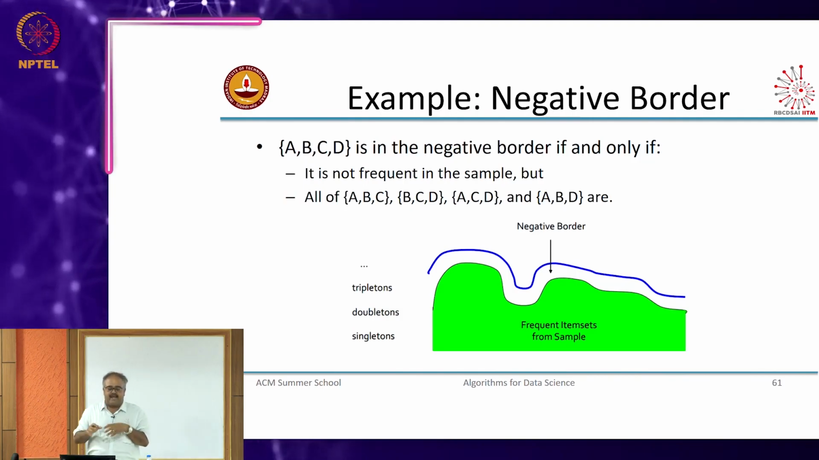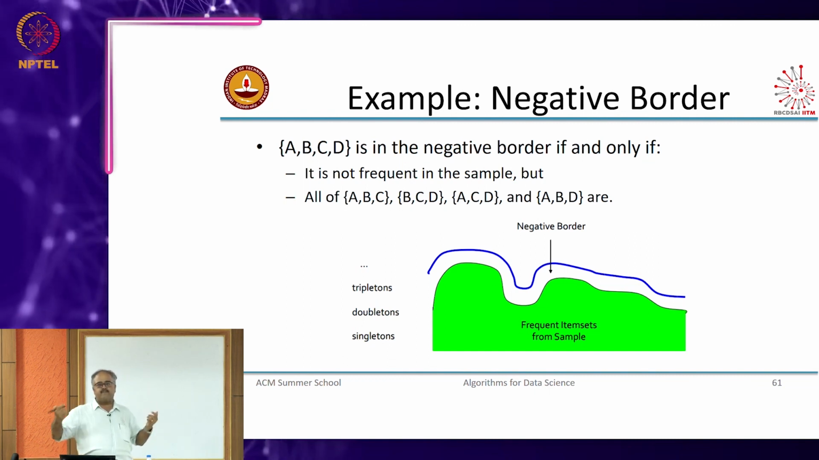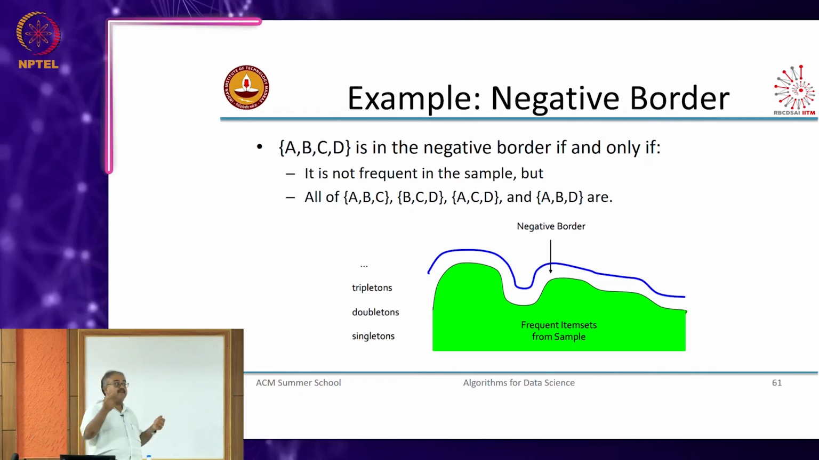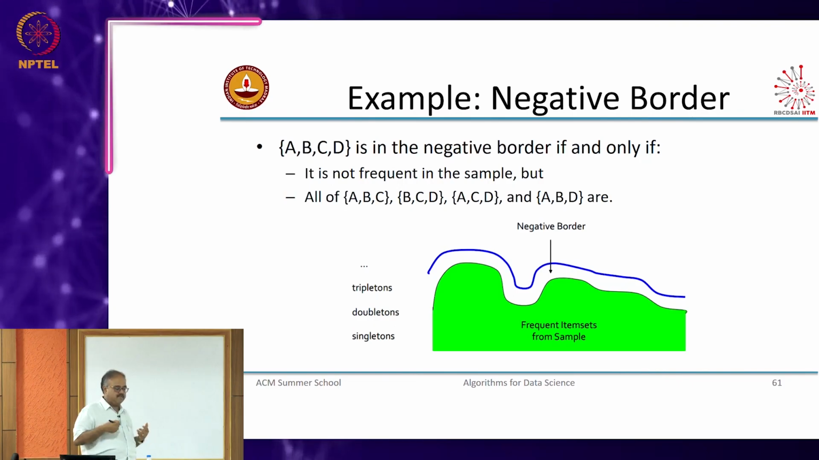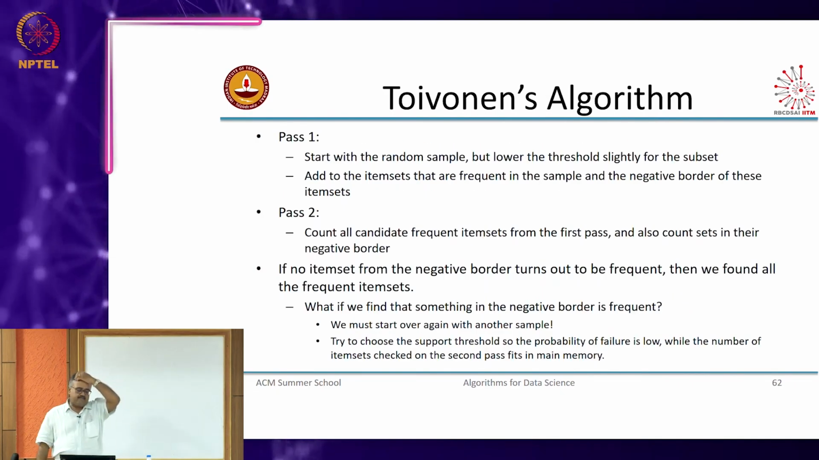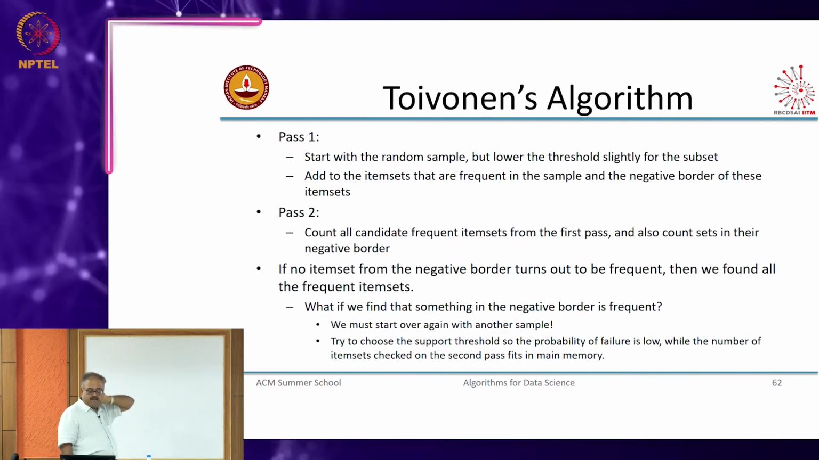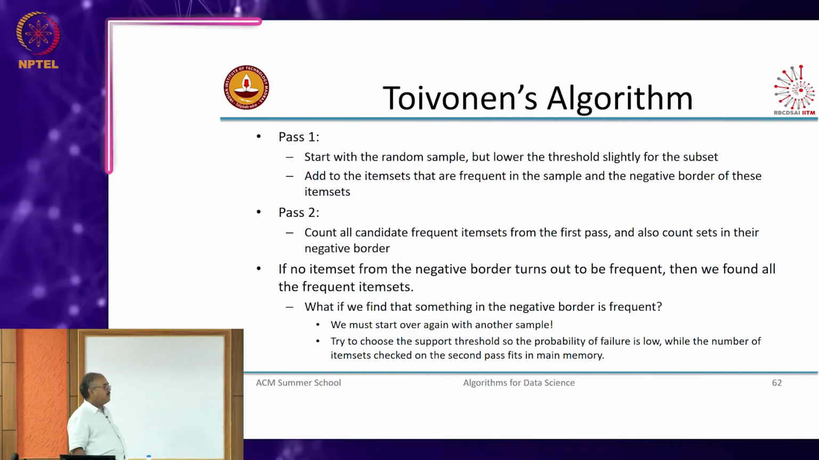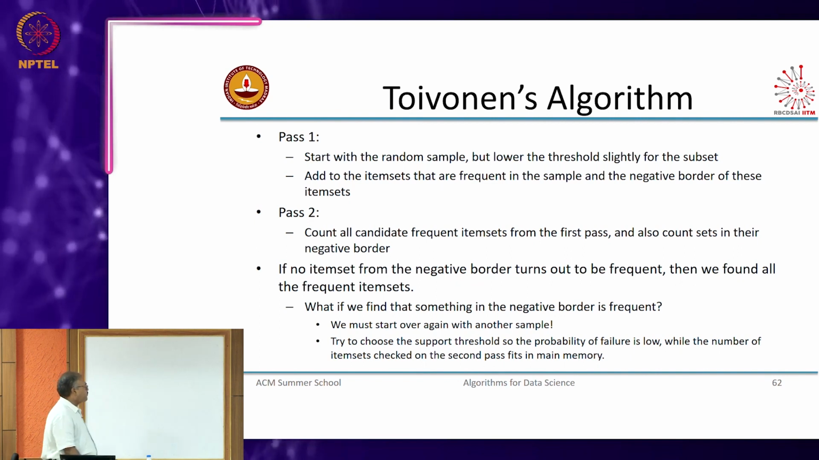So, it is highly unlikely that an element, where some of its immediate subsets do not appear to be frequent in the sample, will itself turn out to be frequent in the full data and not in the sample. That is the hypothesis here with the Toivonen algorithm. So, in the next case, pass 2, you count all the candidate item sets. Basically, the candidate item sets include the frequent item sets and the sets in the negative border, and for these you count on the entire data.